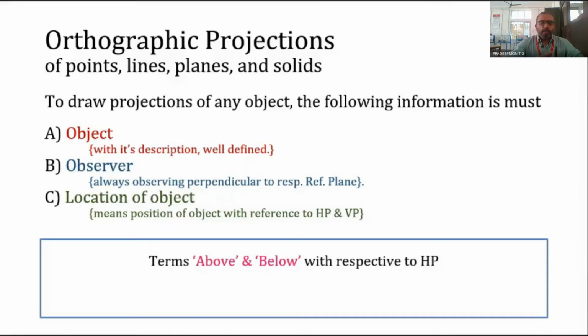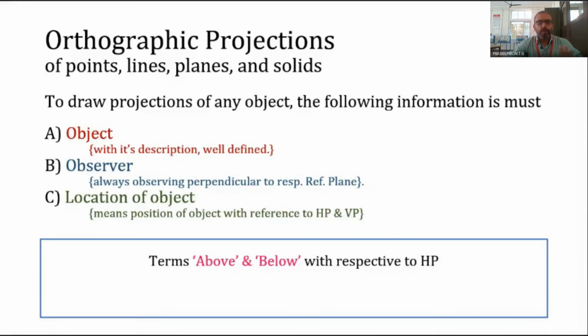Now, there are some terms. When we say above and below, it is always with respect to HP, because HP is the horizontal plane. If the object is, say, a point, the point can be above HP, below HP, or on HP. That is, there are three different conditions for a point.